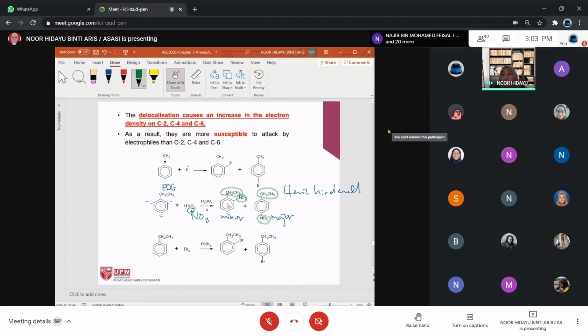So kalau nak depends between these two, yang ini lagi stable compared to this one. Because the position itself. So CH2, CH3, the structure can be expanded more. Okay, because the positions of the second substituent is far from each other. Okay, kalau yang ini dia duduk sebelah-sebelah. So the structure cannot be expanded.